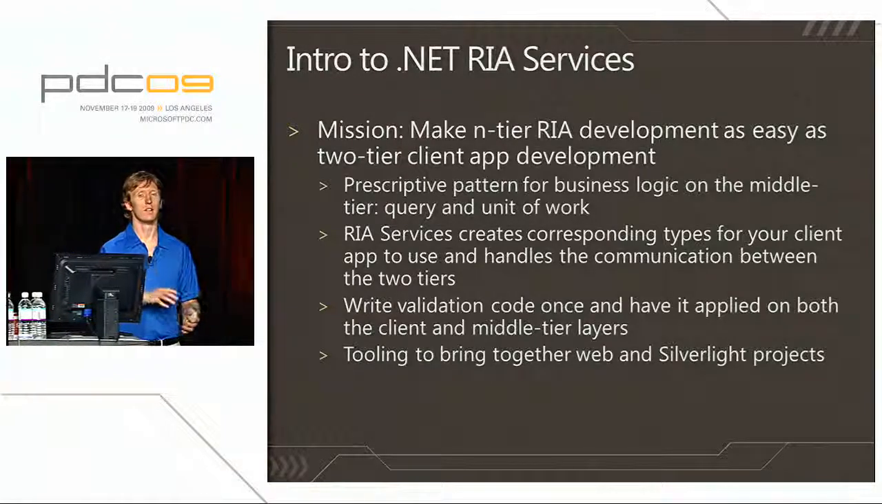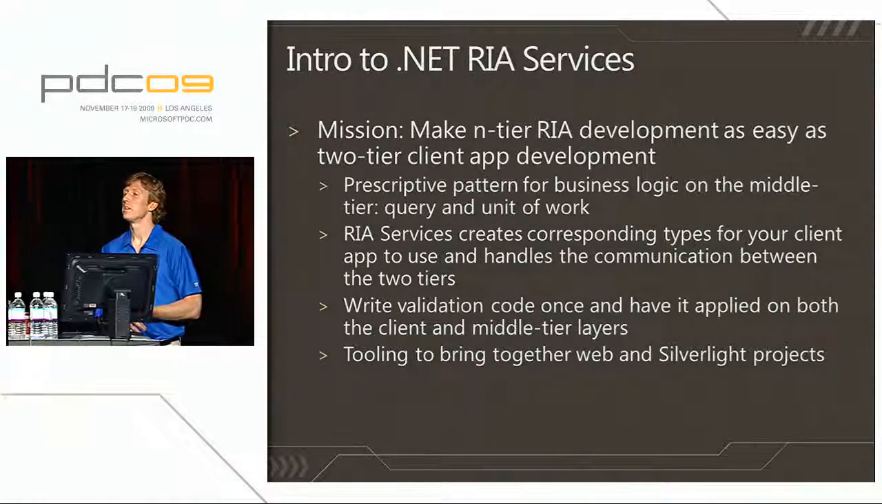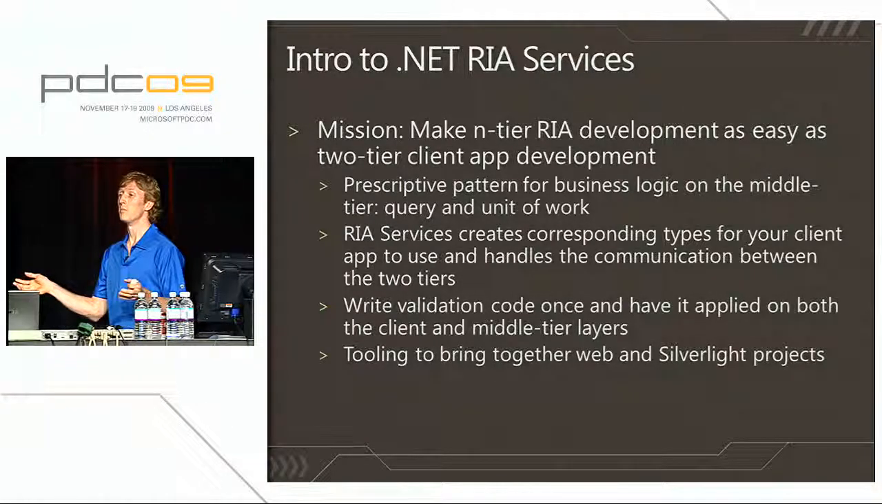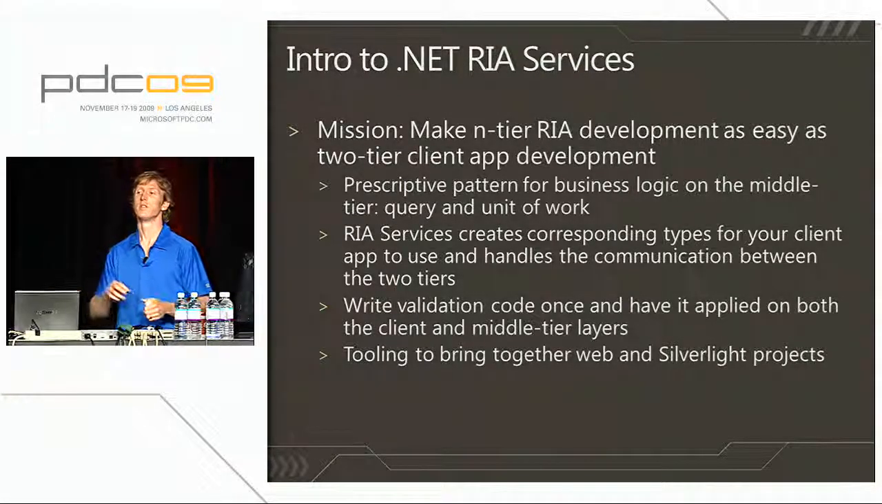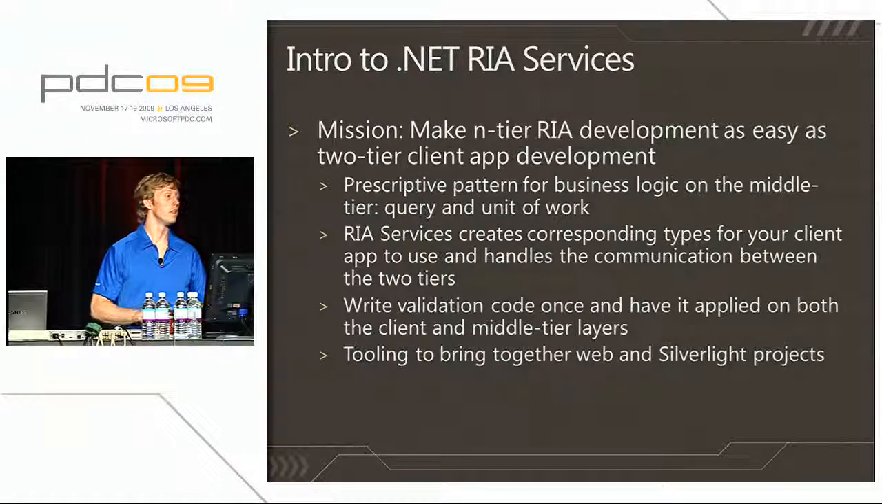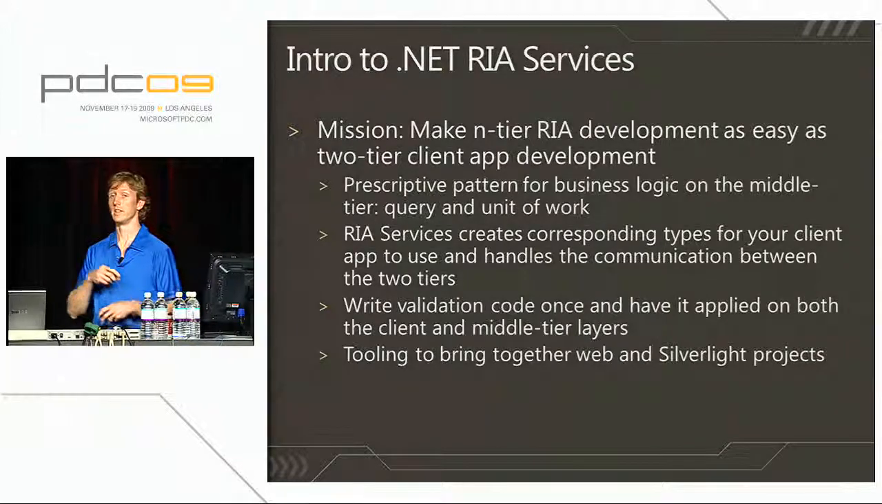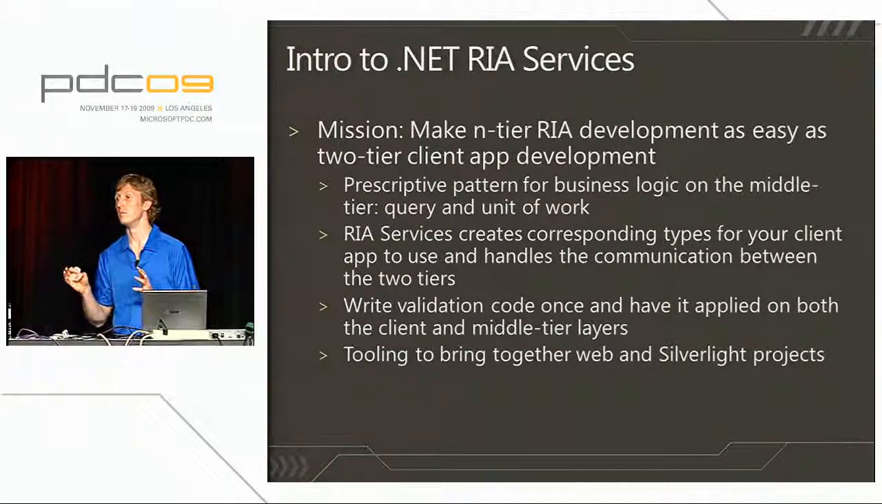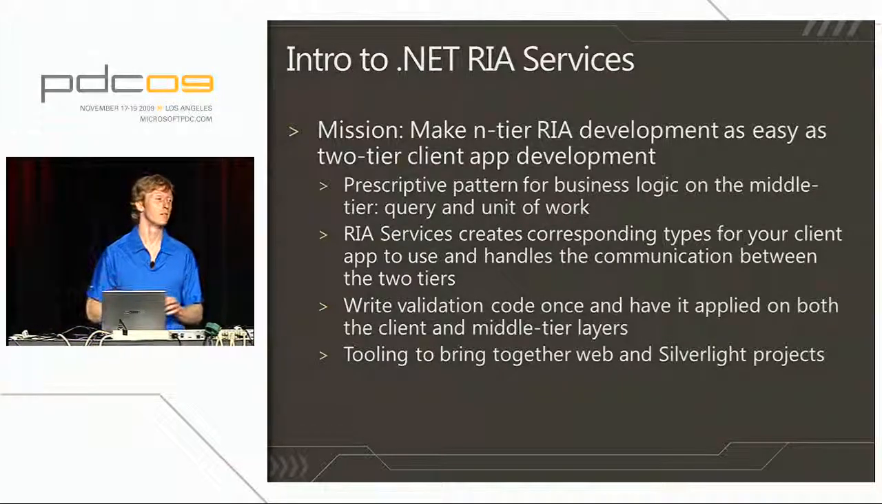RIA Services, as I was saying, is the great way to get your data from the server to the client. You write your business logic in one place. You write your validation logic in one place. You create your data model in one place. And then RIA Services uses its tooling to generate client types for you that, in your Silverlight code, you can instantiate and call and load. And the full communication between the two tiers is completely handled for you.